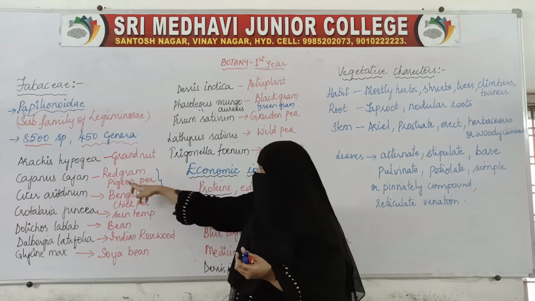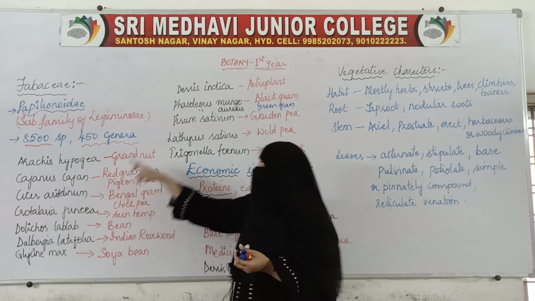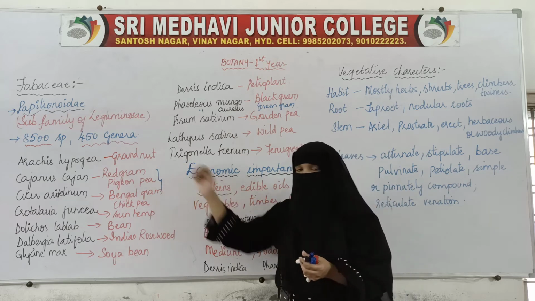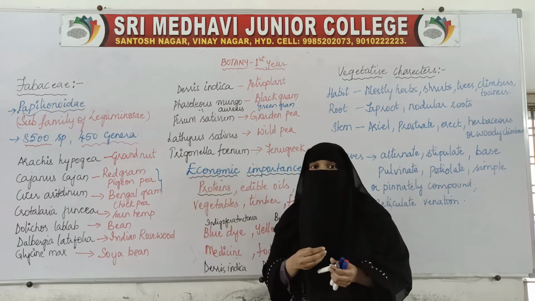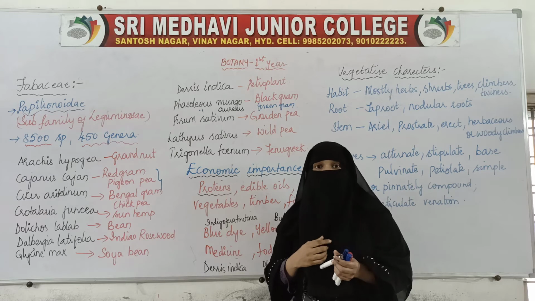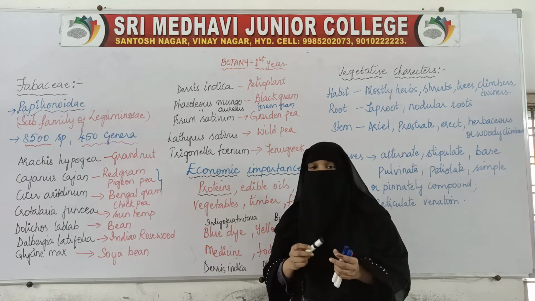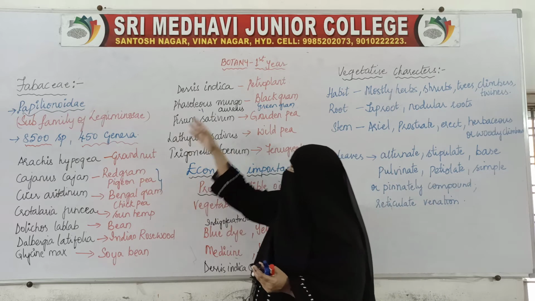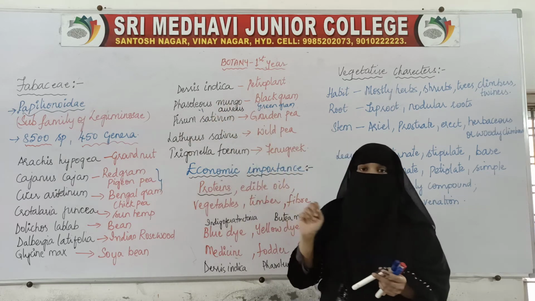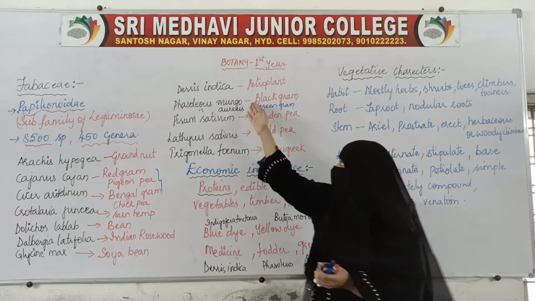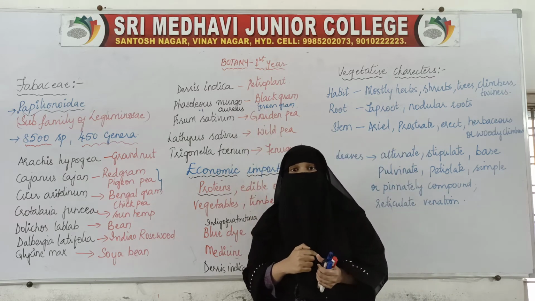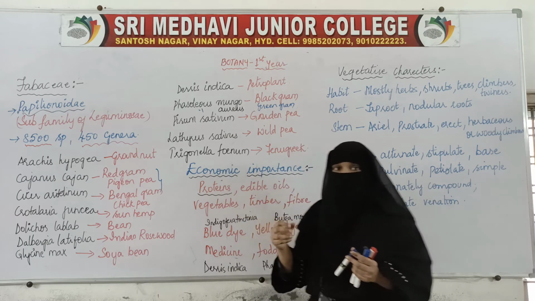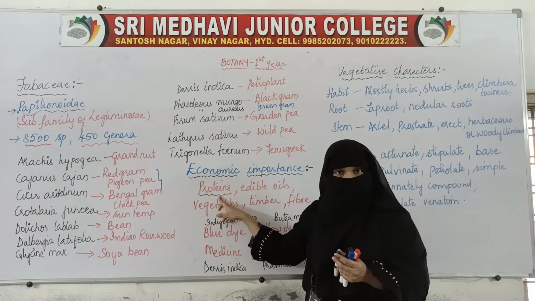Cajanus cajan, Cicer, Phaseolus mungo, Phaseolus aureus, the beans, all of them, when we eat them, what we get is protein. All the grams are rich in proteins. All the pulses are rich in protein. These plants give us pulses, and pulses are rich in proteins. So a few members of this family will give us proteins.